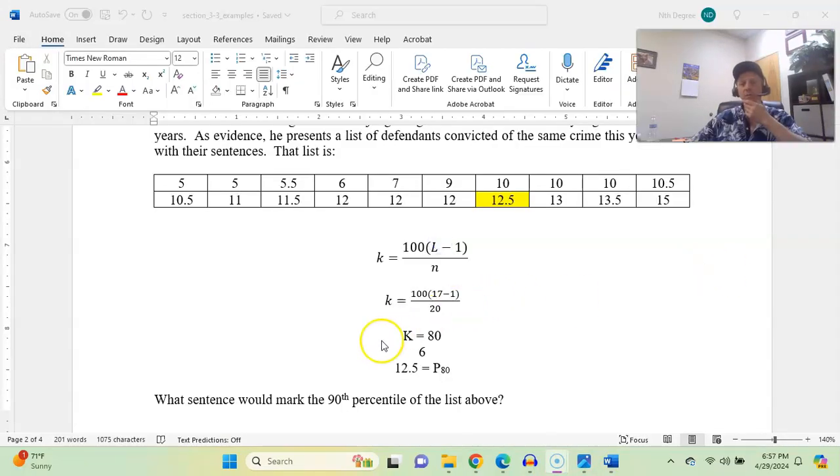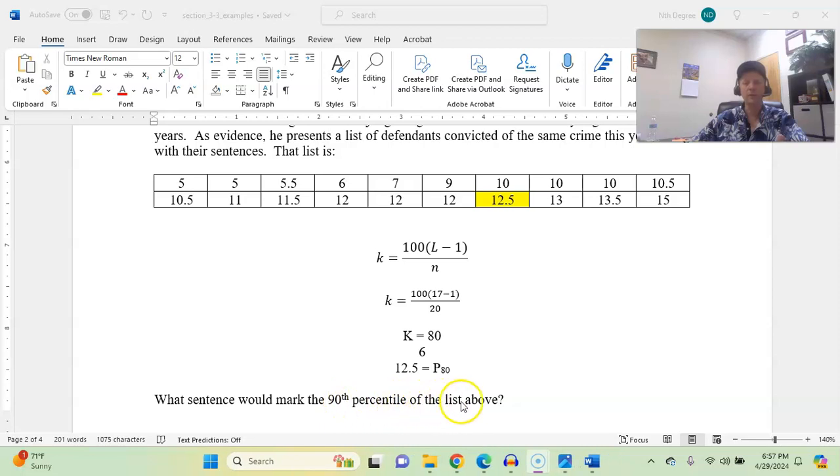All right, let's also consider the important flip side to that question. Let's suppose that we started off with a certain percentile that we wanted to target and wanted to find out which list number corresponded to that percentile. For example, what sentence would mark the 90th percentile of the list above? Because that would help us identify the top 10%, for example.